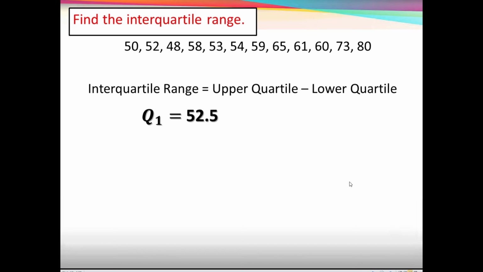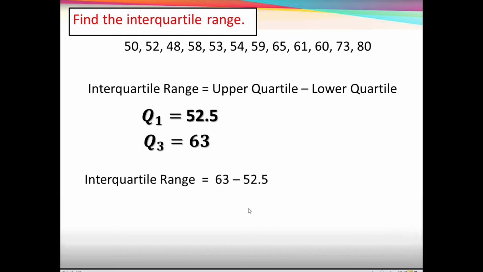Q sub 1 equals 52.5. Q sub 3 equals 63. So in order to find the interquartile range, we just need to subtract these numbers. Interquartile range equals 63 minus 52.5. So our interquartile range equals 10.5. I hope the first example is clear to everybody. Let's have another example.